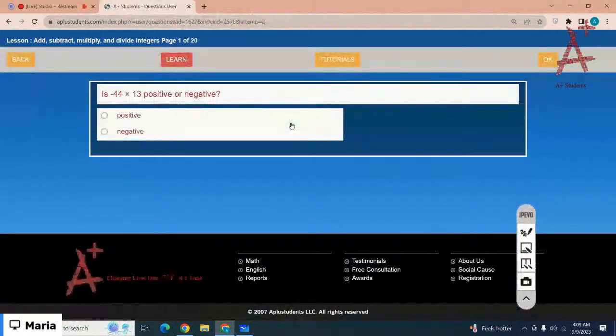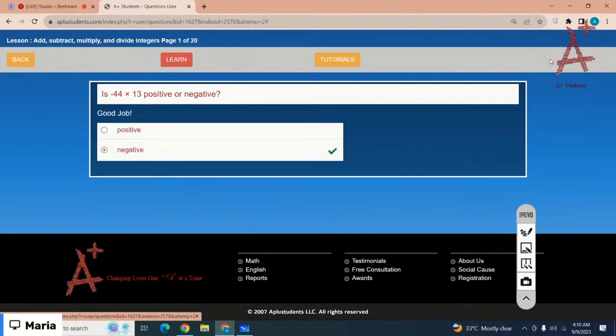Is negative 4 times 13 positive or negative? Which is the correct option? You're multiplying two numbers with opposite signs. When you're multiplying two numbers with different signs, the answer must be negative. If you are multiplying two numbers with opposite signs, their answer must be negative. You can even check by multiplying. That is negative.